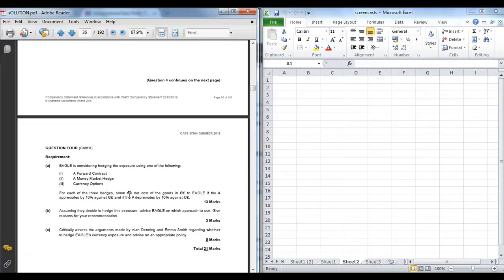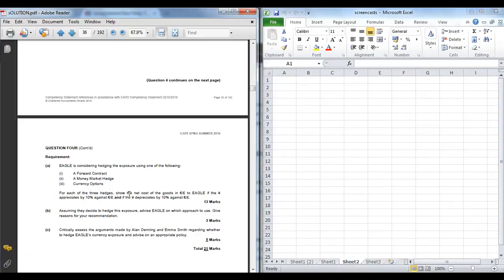Again, part A was a calculation or numerical type requirement where you're asked, Eagle is considering hedging the exposure using one of the following options: a forward, a money market, and currency options. And then you were asked, for each of the three hedges, show the net cost of the goods to Eagle if the Chinese currency, Chinese yuan, appreciates by 10% and if it depreciates.